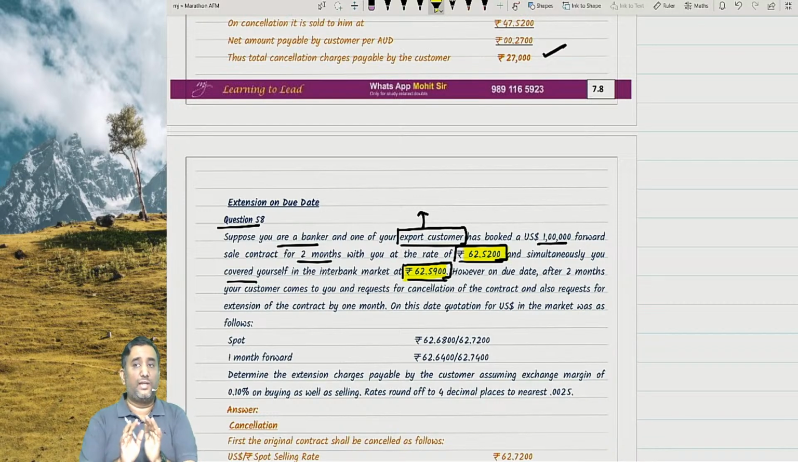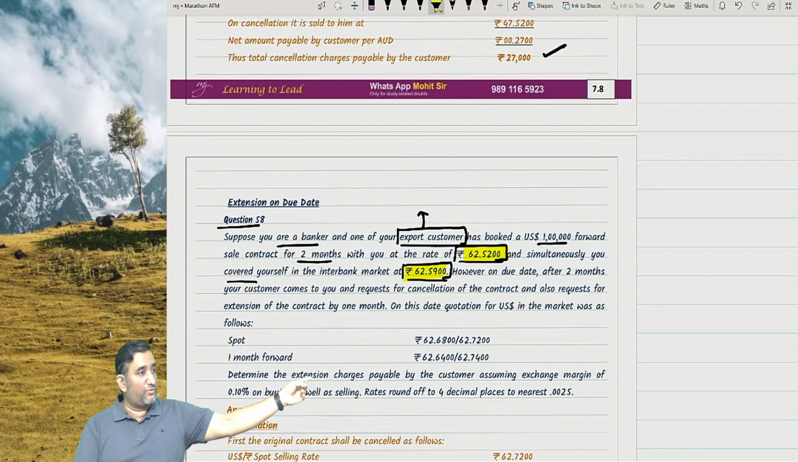Even if by chance you are not able to identify from the language whether it's exporter or importer, by looking at the rate you should be able to. Because if you sell to me at 62.520, I will not buy at 62.5900 from the market. It's a contract of selling. So I'll sell at a higher rate and I'll buy from you at a lower rate.